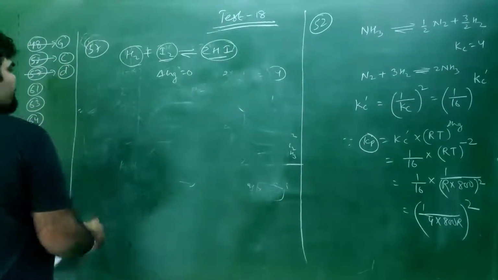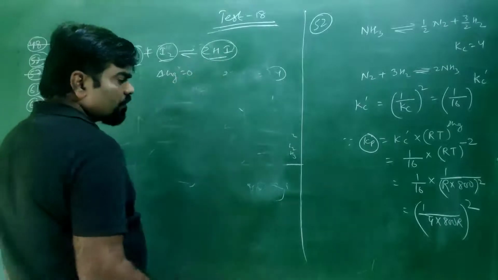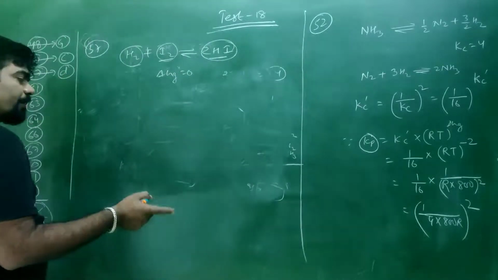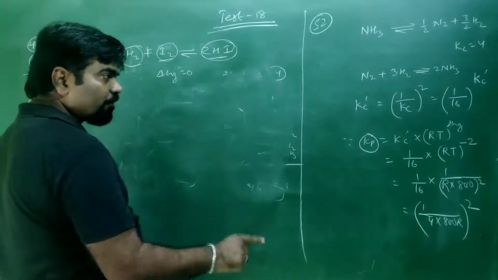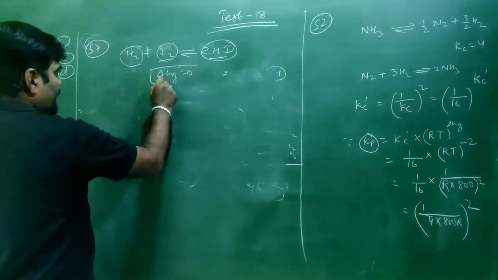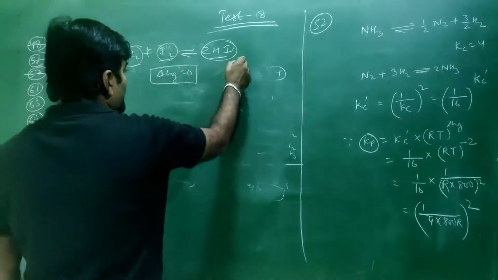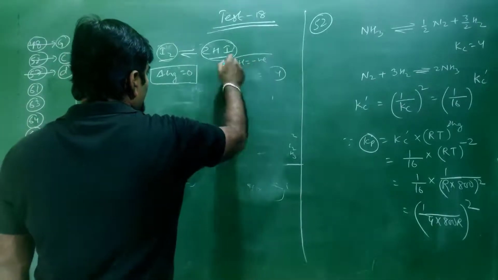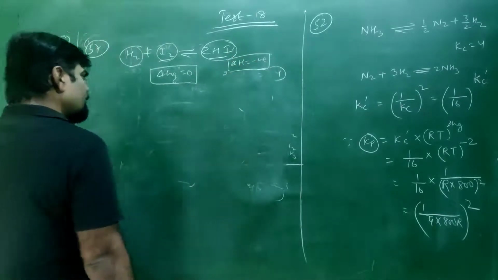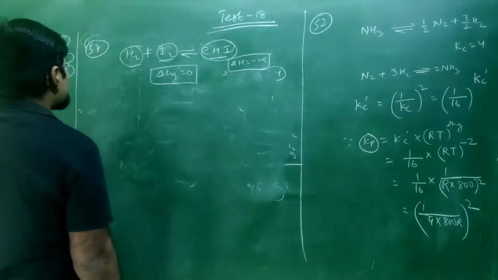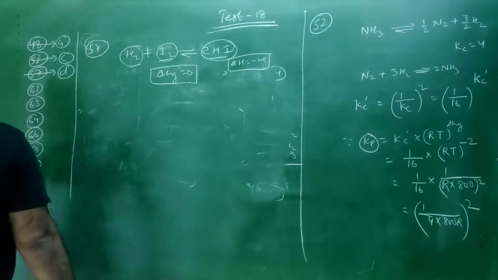So what does it mean? If delta Ng is 0, there will be no effect of pressure, no effect of catalyst, no effect of concentration, but only temperature matters, because this is formation, and for formation delta H is negative. If we increase temperature, the equilibrium constant will decrease. Okay, so the answer is D.